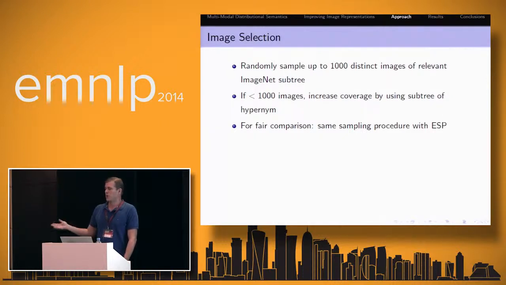That's just to make sure that we don't have just a bunch of noise that we introduce without actually being useful. If it's less than 1,000 images, then we increase the coverage by going up in the tree. So we take the hypernym, and then we sample from the subtree of the hypernym. And in order to have a fair comparison, we also did the same sampling procedure for the ESP game dataset. So if a concept has more than 1,000 images, then we sample up to 1,000 for ESP as well.